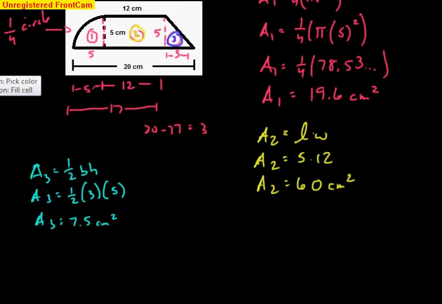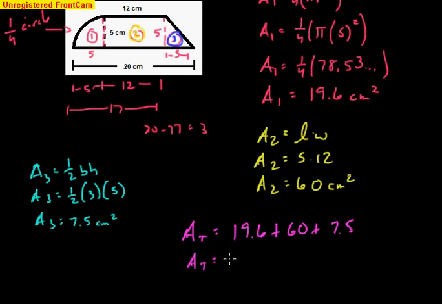So I have all my areas that make up this figure. I need to now add them together. Area total equals 19.6 plus 60 plus 7.5. So the area total, 19.6 plus 60 plus 7.5, is 87.1, and that is centimeters squared. All answers have units. That's a great problem.